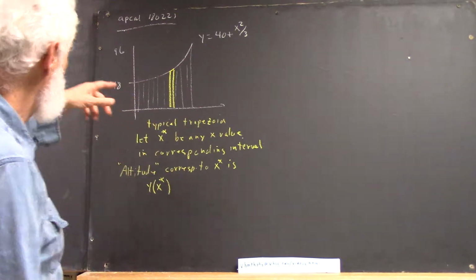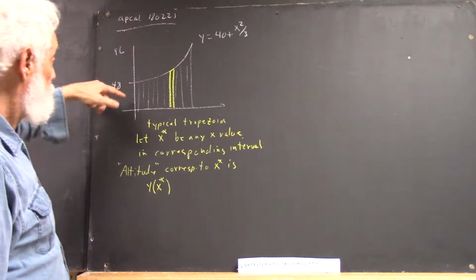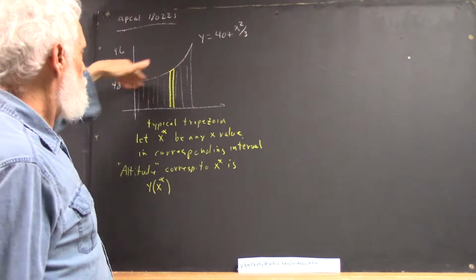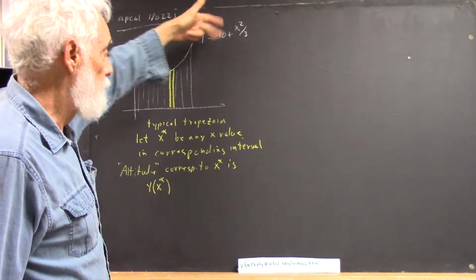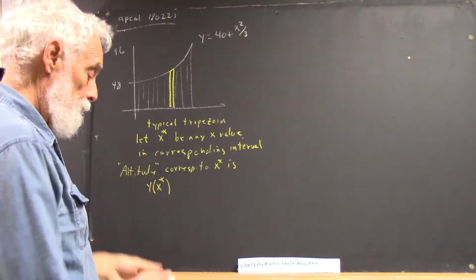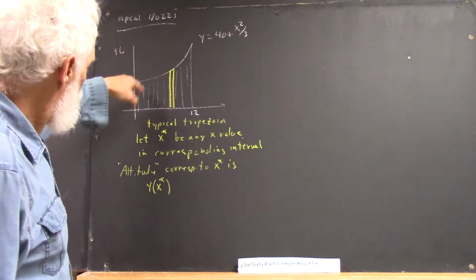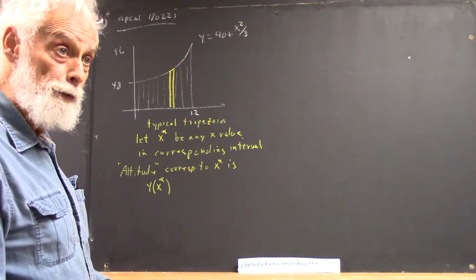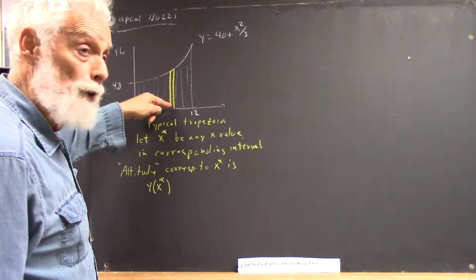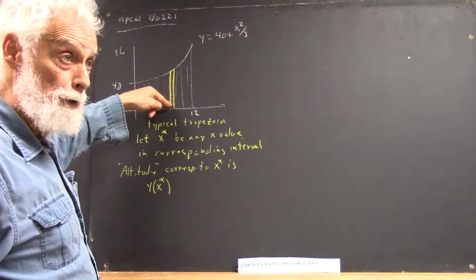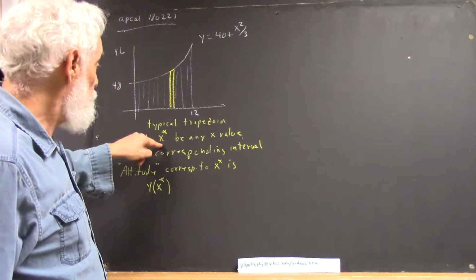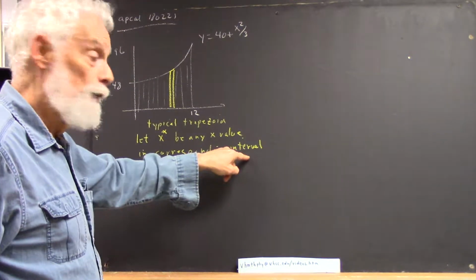Think about that while I summarize. So, we have the same curve, y equals 40 plus x squared over 3, from 0 to 12. And we think of dividing this up into a bunch of little trapezoids. And then this yellow trapezoid is going to be our typical trapezoid. And x star is going to be some x value in the corresponding interval.